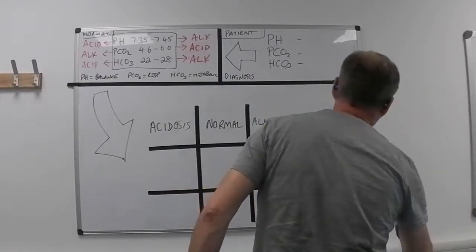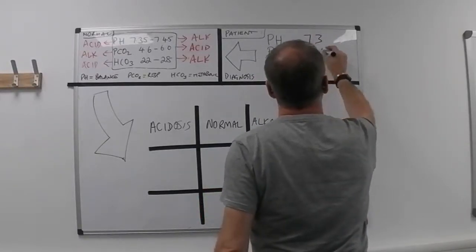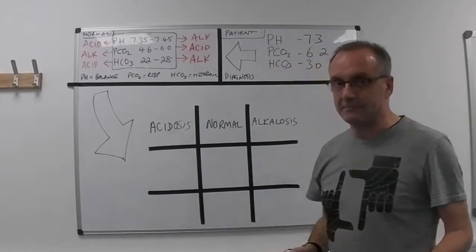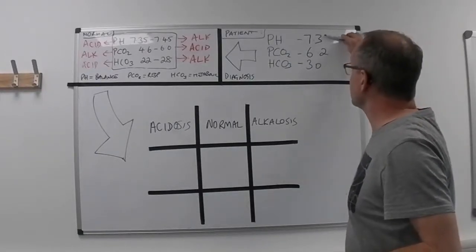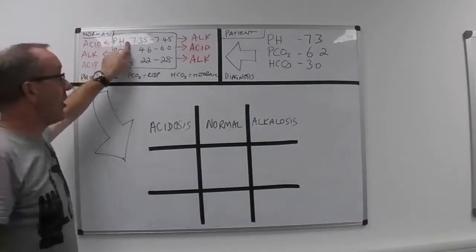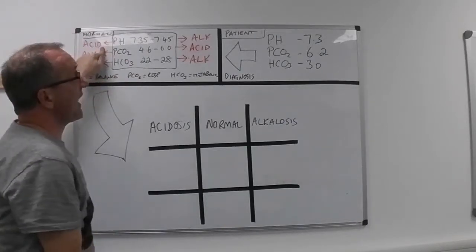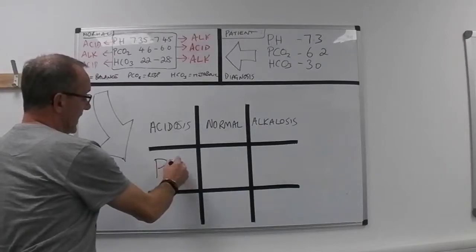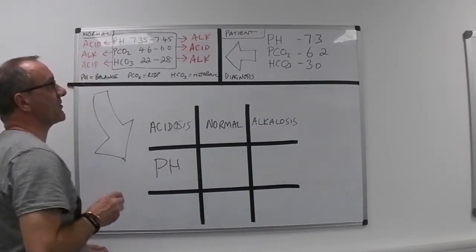So our first patient comes in with a pH of 7.3. They've got a PCO2 of 6.2 and they've got a bicarbonate of 30. Again, exactly the same process. We're going to take 7.3 and look at our pH normal and work out that it is below what is normally expected. And that makes it an acid, an acidosis. So we put pH in the acidosis column. Remember, we're trying to get a line to win at noughts and crosses.